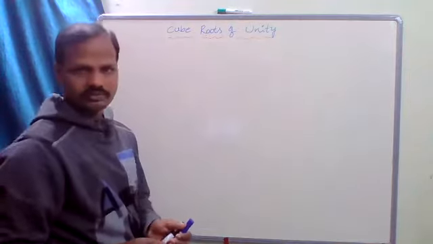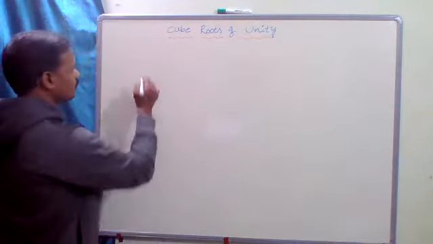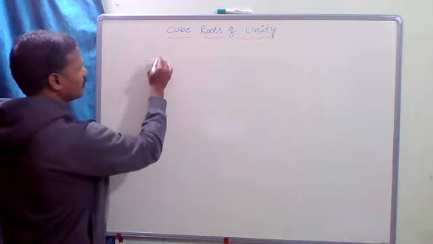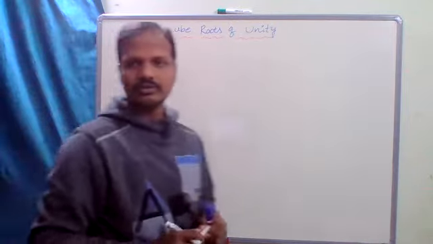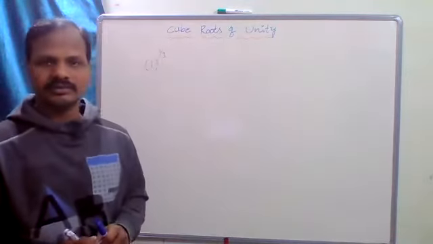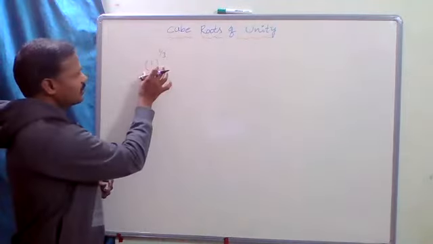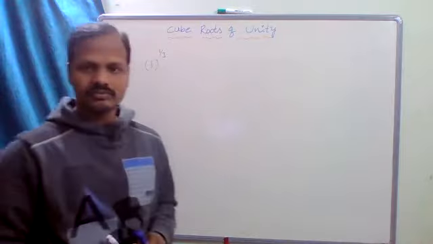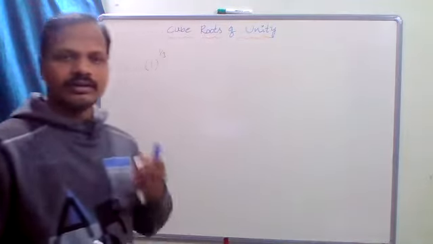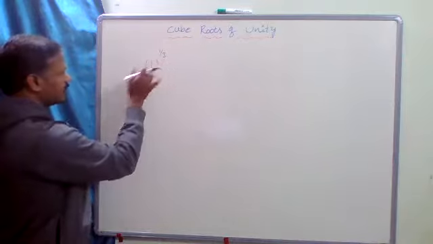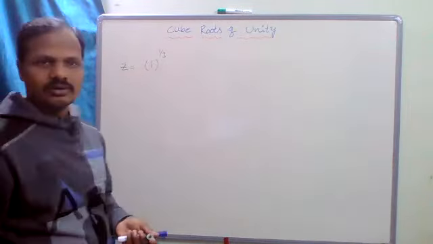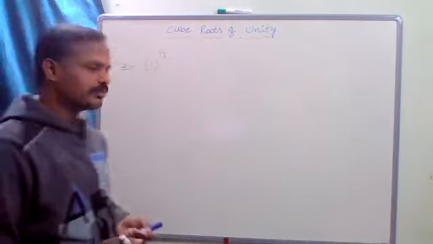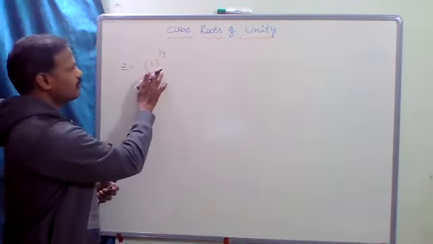Unity means one. So cube roots of unity means 1 power 1 by 3, the cube root of 1. That is the cube root of unity. Now you have to find the value of this. So let it be some z. It is a complex number, since we are doing complex numbers. So let z equal 1 power 1 by 3.